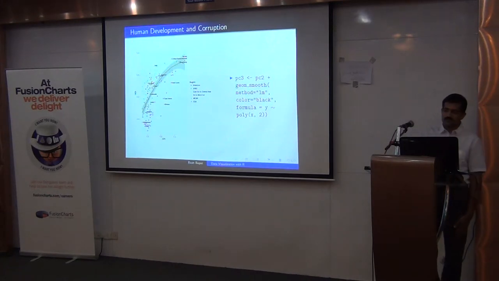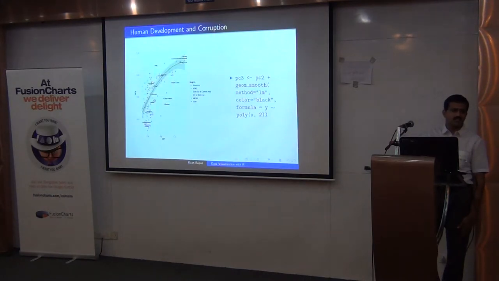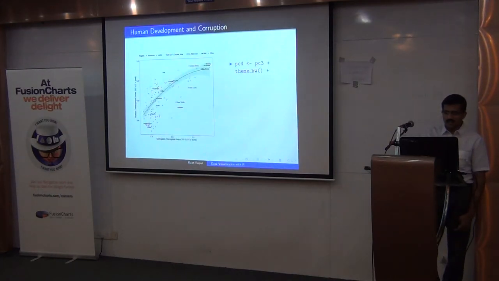Is there a place where I can get the list of methods? Is there one in the ggplot? And as I said, you can create your own as well.